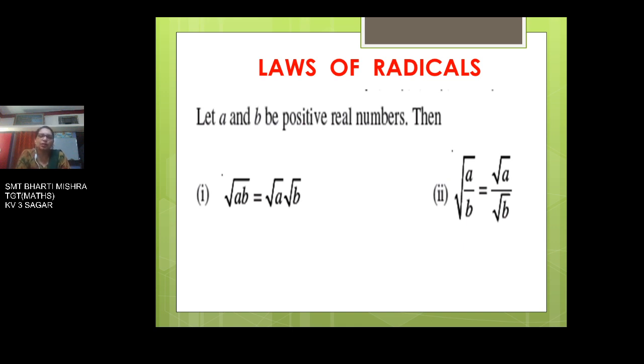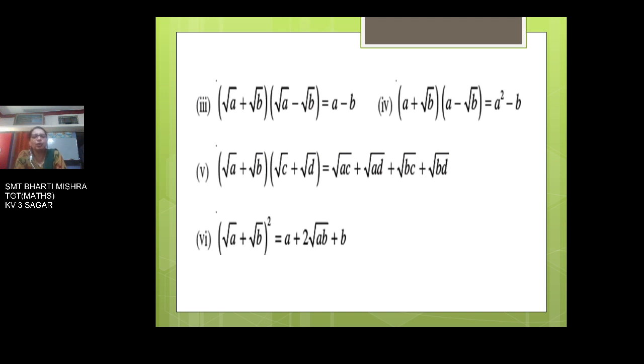Now coming to the laws of radicals, let A and B be positive real numbers. Then the first law is the square root of A into B is equal to the square root of A into the square root of B. Second, the square root of A upon B is equal to the square root of A upon the square root of B. The third law: we have two brackets, square root of A plus square root of B into square root of A minus square root of B, that comes to be A minus B.